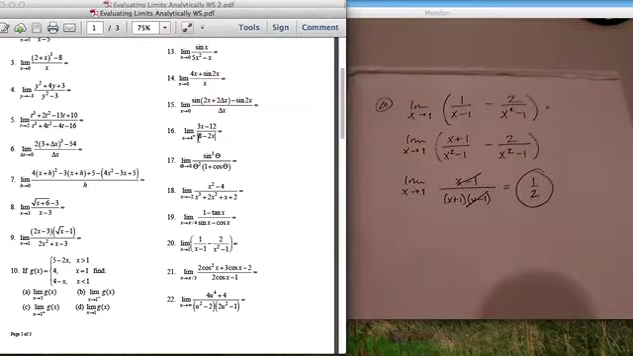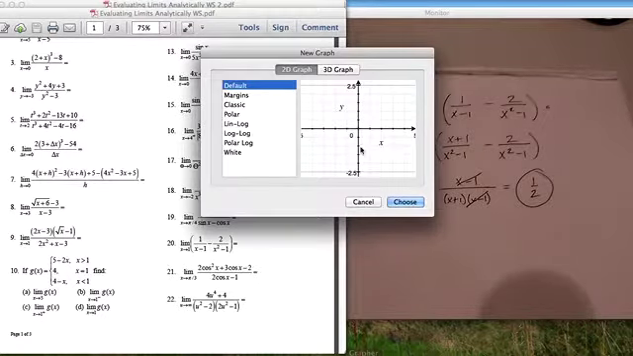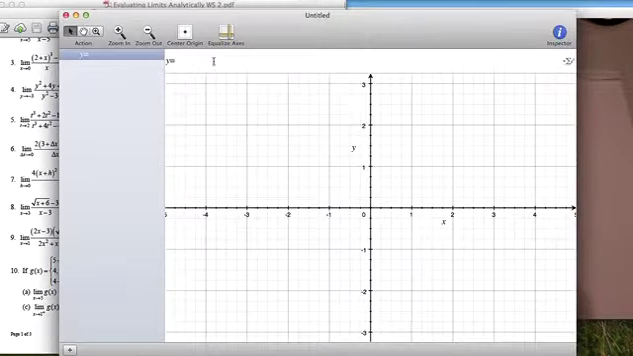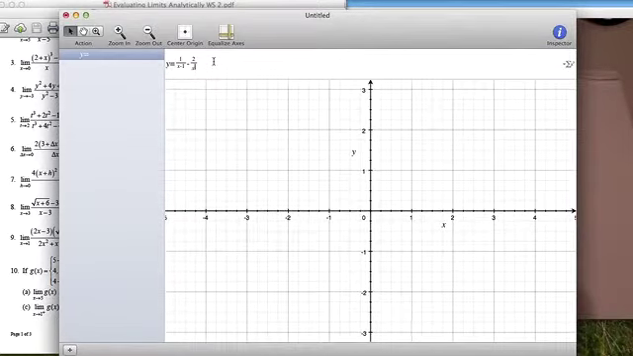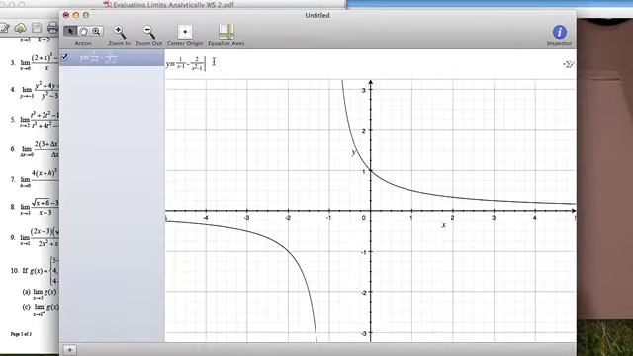Okay? And of course you can check that graphically. Unfortunately, I don't have myself a cute little TI-84 anymore, but let's go ahead and see whether Grapher will help us. Okay, so that was going to be 1 divided by x minus 1 minus 2 divided by x squared minus 1. And let's go ahead and graph that.